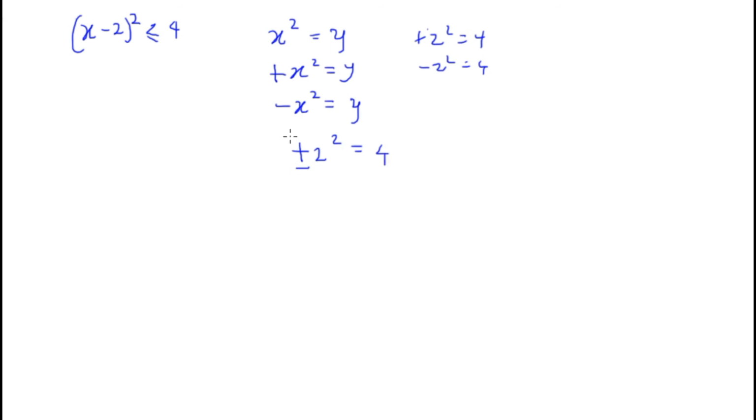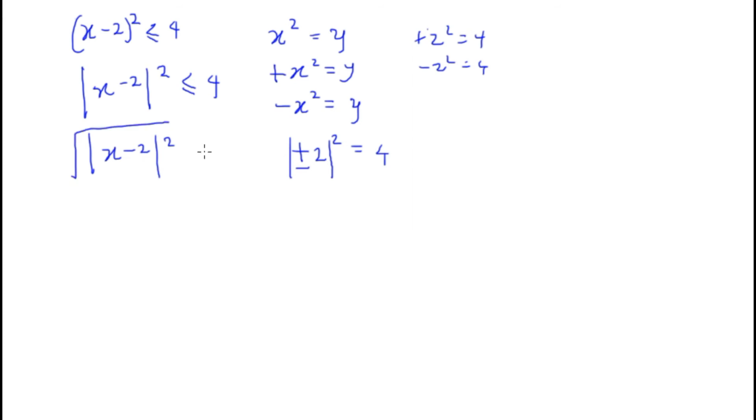It means that the absolute value of 2 when squared will still be equal to 4. What this actually means is that the absolute value of x minus 2 squared is still less than or equal to 4. So we can find the square root of both sides, which will become the square root of x minus 2 squared less than or equal to the square root of 4. The square root will always cancel the square, so that we have the absolute value of x minus 2 less than or equal to 2. So this is it. This is the value.